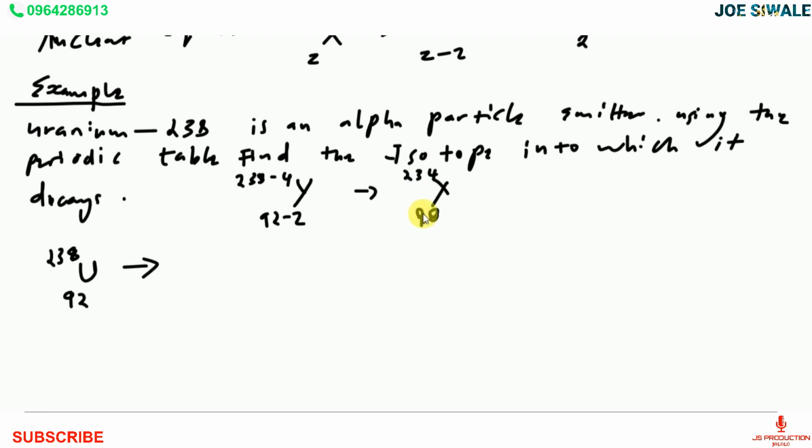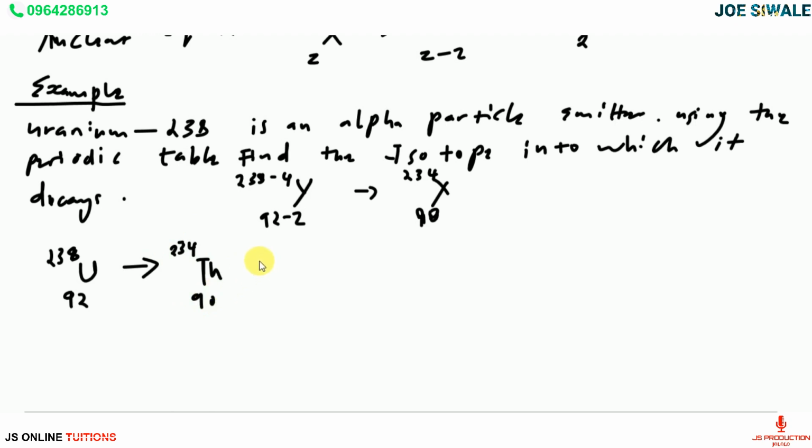And if you check this element on the periodic table, the element that has the mass number of 234 and the atomic number of 90, you are going to discover that it is thorium. So the daughter nuclide is going to be thorium. So we're going to write the symbol of thorium, and we have already written our mass number. Our mass number is going to be 234, and the atomic number is going to be 90.